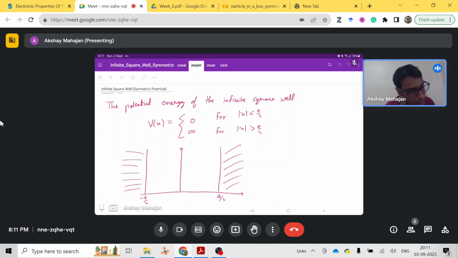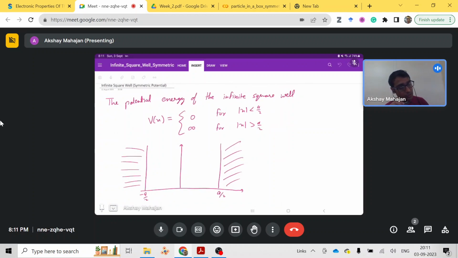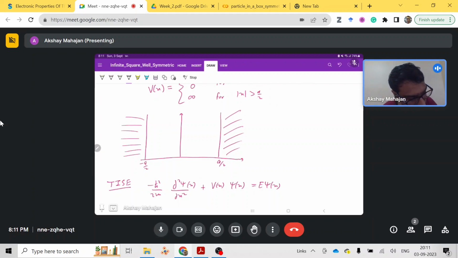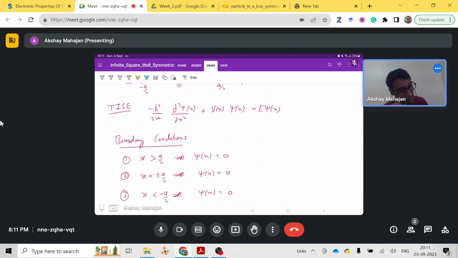So for the infinite square well symmetric potential, the potential of the infinite square well will be V(x) equals 0 for mod of x less than a by 2, and it will be equal to infinity for mod of x greater than a by 2. So instead of having our potential from 0 to a, now we have our potential from minus a by 2 to a by 2. If we do the solution for the time independent Schrodinger equation, it will be minus h-bar squared by 2m d squared psi(x) by dx squared plus V(x) psi(x) equals E psi(x).